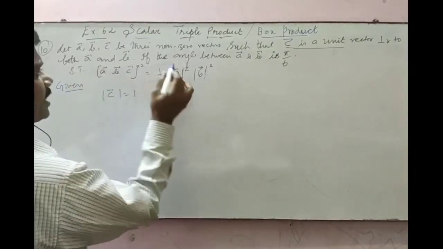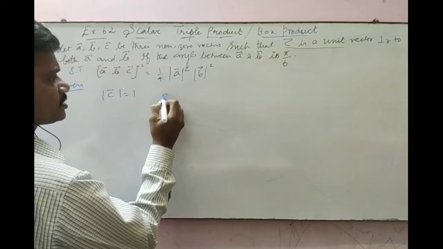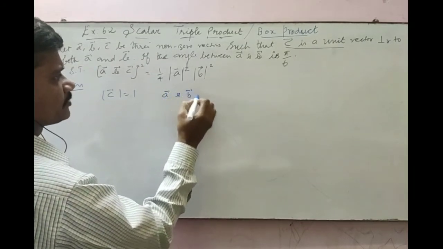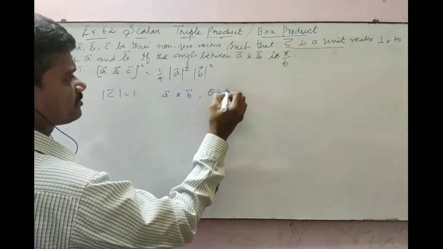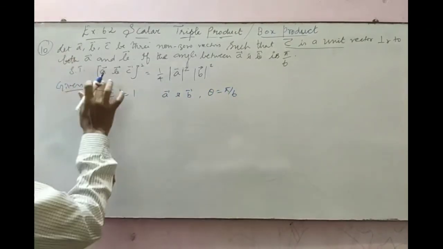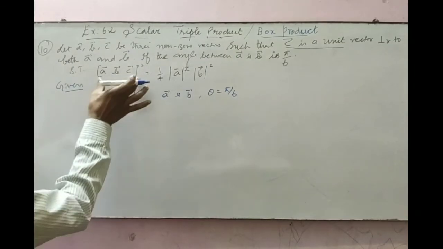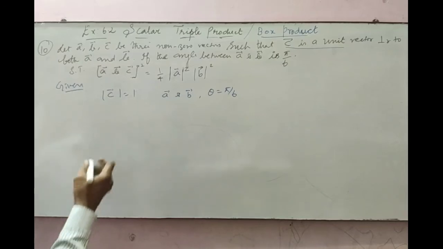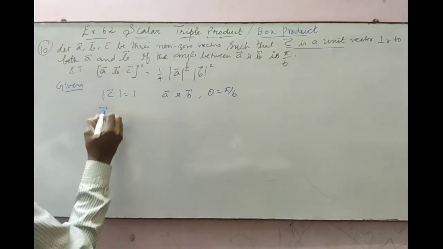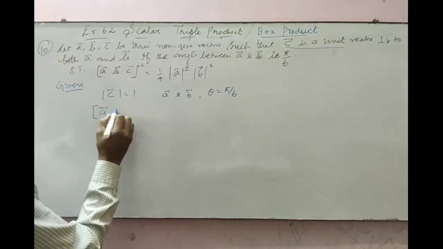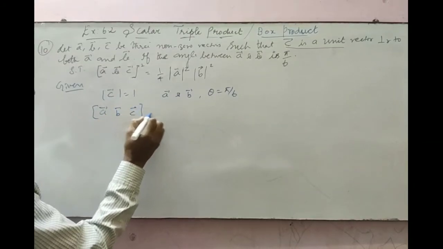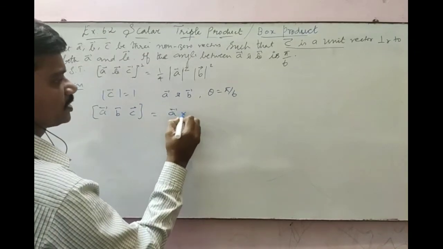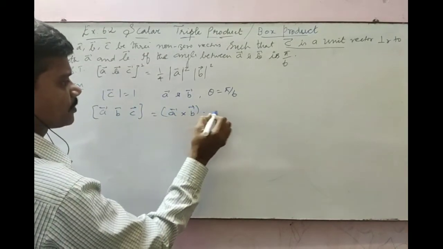Then the angle between the two vectors a and b, that is theta, is given as pi by 6. So we have to prove that the box product of abc whole square is equal to 1 by 4 times modulus of a square into modulus of b square. Okay, I am going to take the box product of abc. How will I write this box product of abc? A dot a cross b dot c.